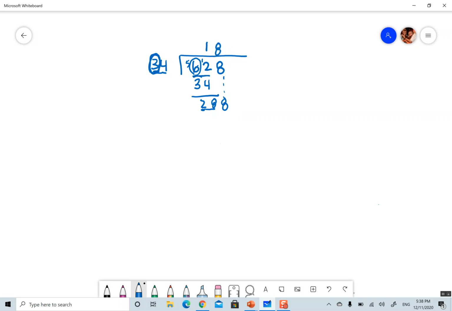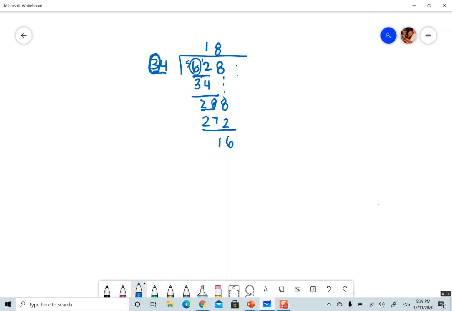8 times 4 is 32. I carry the 3. 8 times 3 is 24, plus the 3 that I carry is 27. And then I subtract. 8 minus 2 is a 6. 8 minus 7 is a 1. And then nothing comes down from the 2's. And I double check. 34 does not go into 16, so that's as far as I can go. And if I had something else to carry down, I would, but I'm done now. I can't go any farther because that's the end of my number.